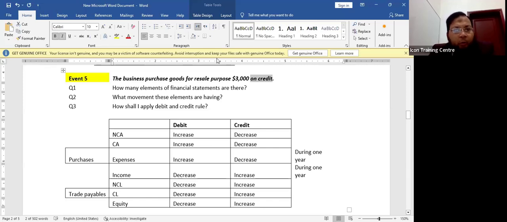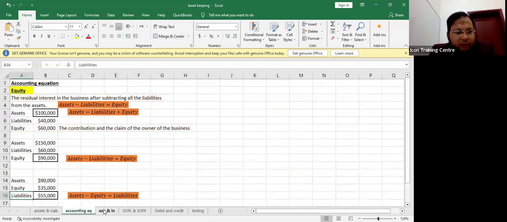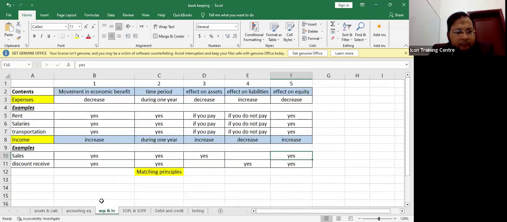Now we need to understand what is expense and income, by the way. So here we have the definition of income and expense, right? In order to define income and expense, we always need to consider 5 constructs, 5 criteria to define income and expense. The first one is, what is the movement in economic benefit? This is what we need to consider. So if there is a decrease in economic benefit, we will recognize it as an expense. This is the first criterion.